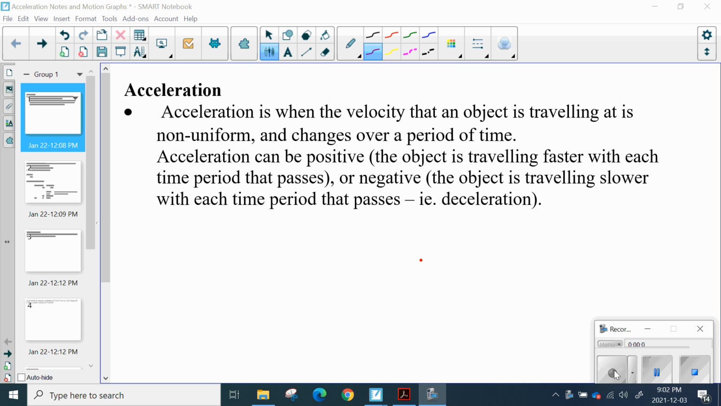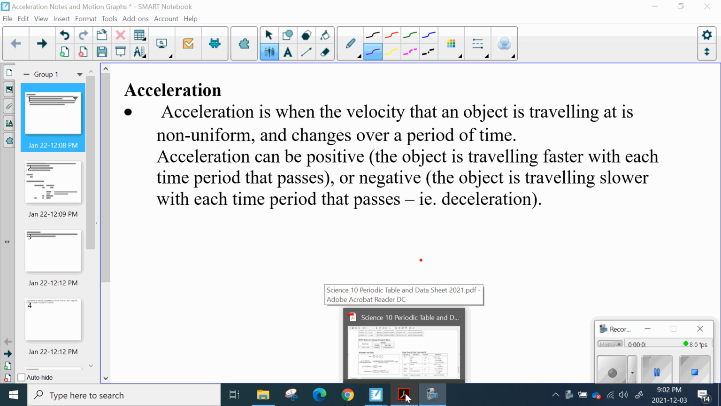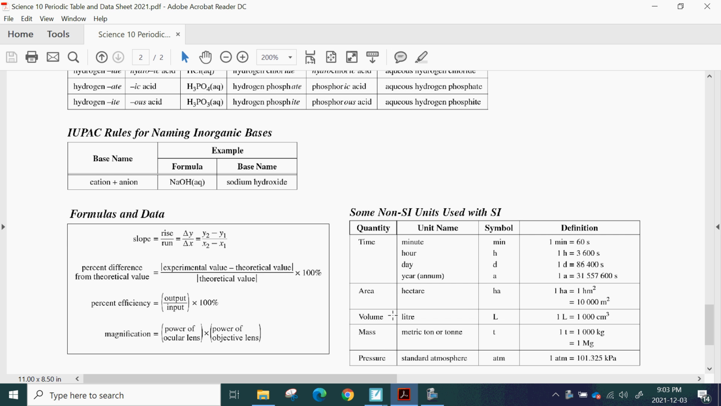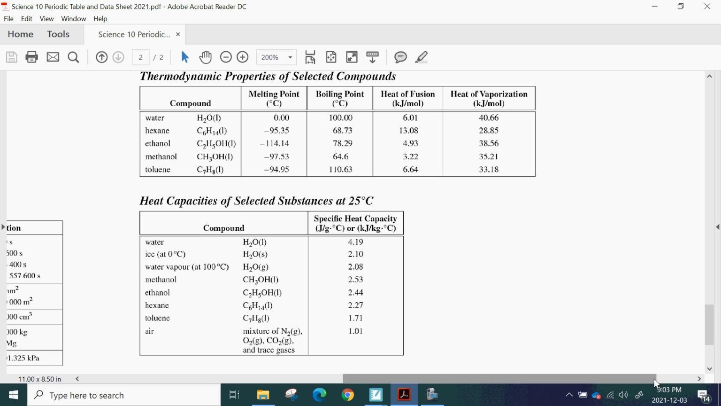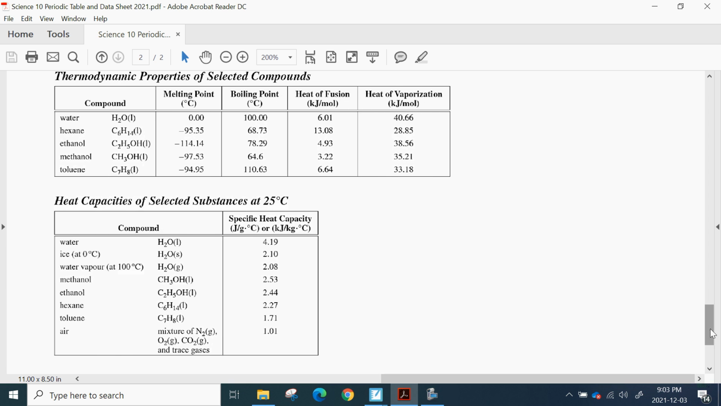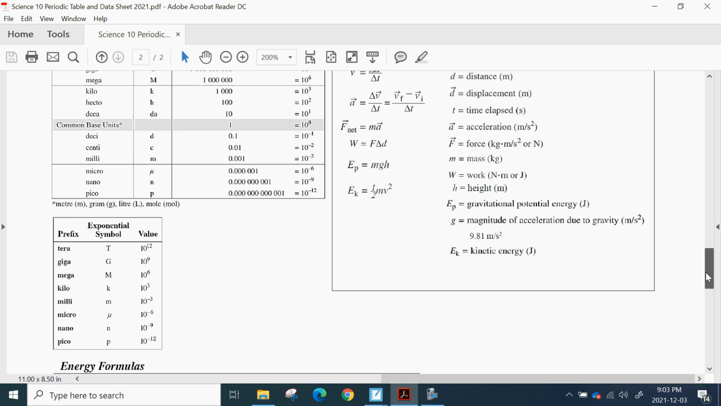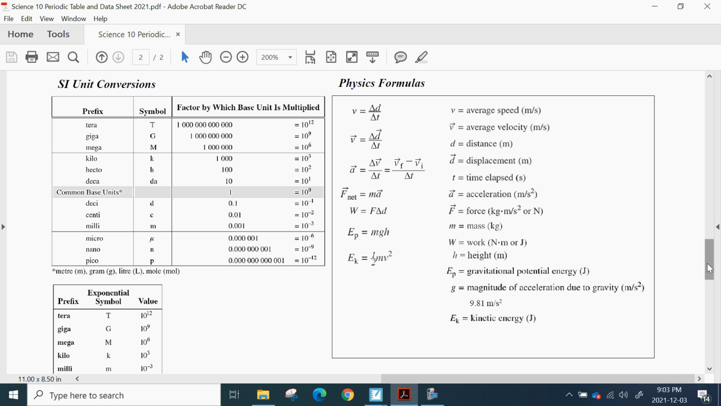Hello everyone, this lesson is going to be on acceleration and it follows a previous lesson that I had on distance, displacement, speed and velocity. We'll start by taking a look at your data sheet and the physics formula so we see what it is that we're looking at.